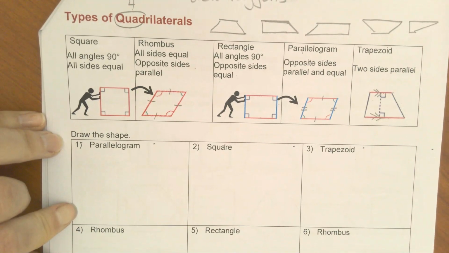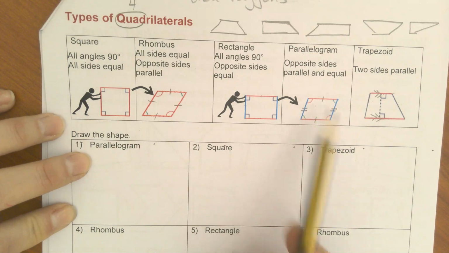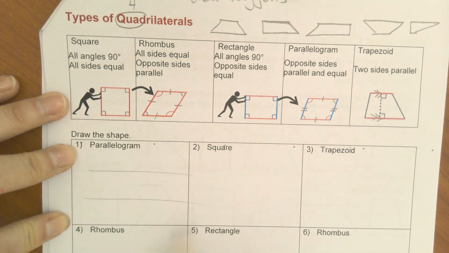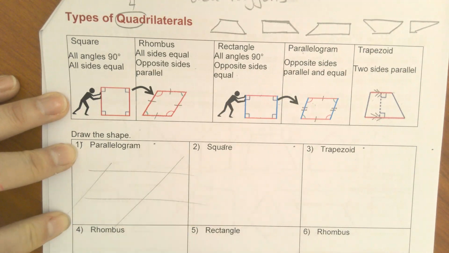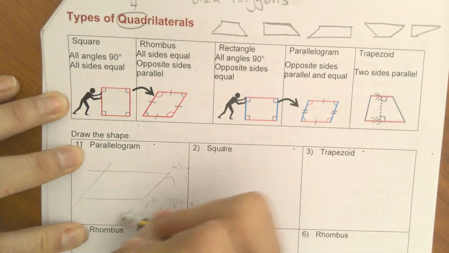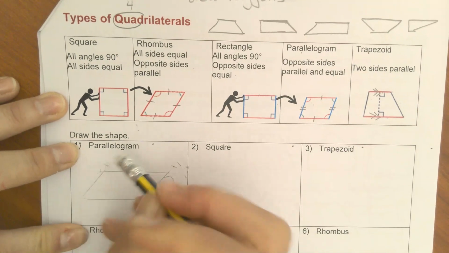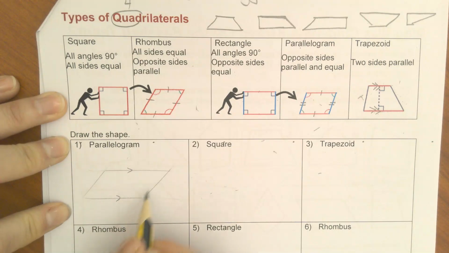So now it says draw the shape, parallelogram. So I'll show you how I draw it. I just draw 2 parallel lines, and then I cut and I do 2 more parallel lines, and then I erase the leftover bits here. And that makes a parallelogram where these sides are parallel and these sides are parallel.